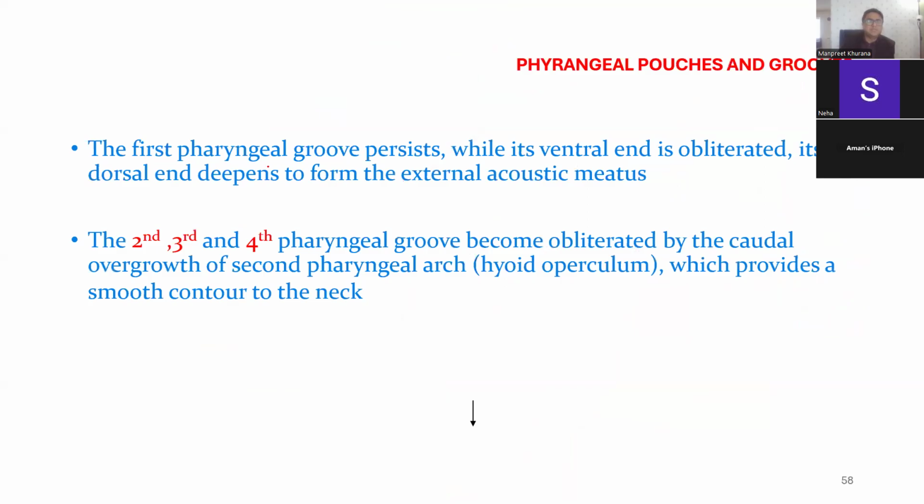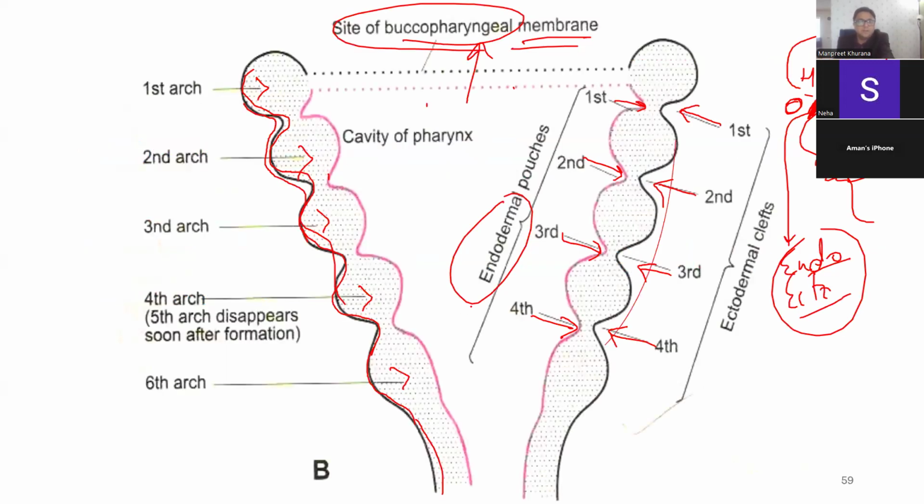Now, the first pharyngeal groove persists, while its ventral end is obliterated, its dorsal end deepens to form the external acoustic meatus. Okay. So what is the pharyngeal groove or the pharyngeal cleft, which is ectodermal derived? Outside we have the clefts or the grooves, and inside we have the pouches. Now the second, third, and fourth pharyngeal grooves become obliterated by the caudal overgrowth of the second pharyngeal arch, which is known as the hyoid operculum, which provides a smooth contour. So we'll see how this is formed.